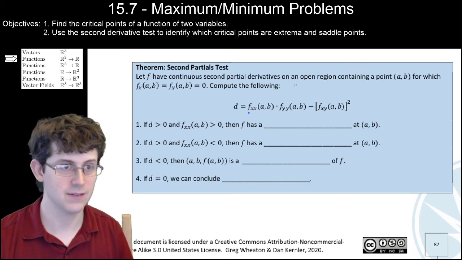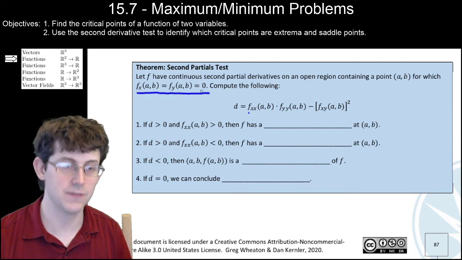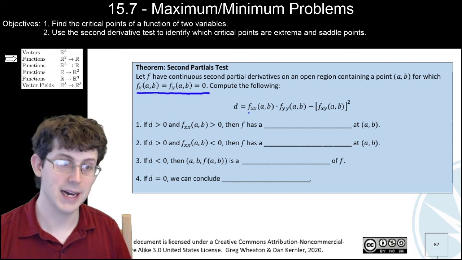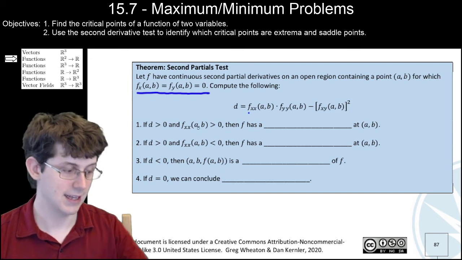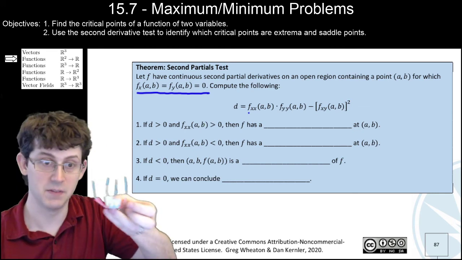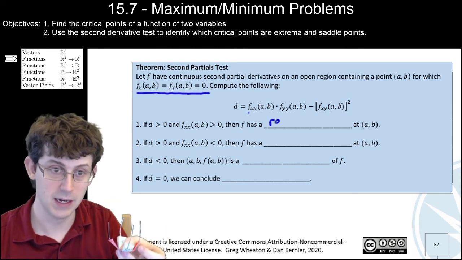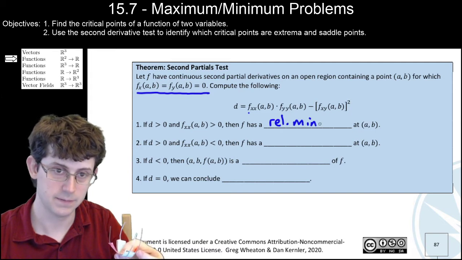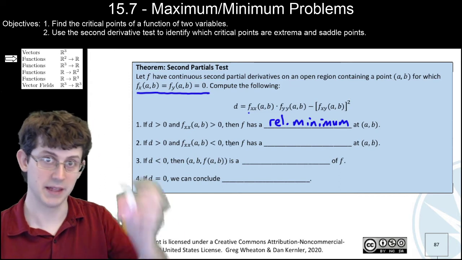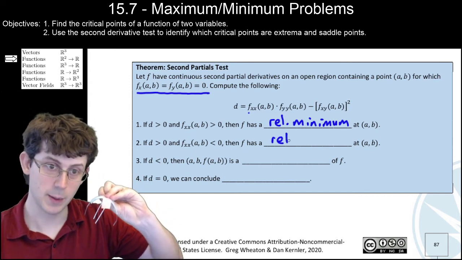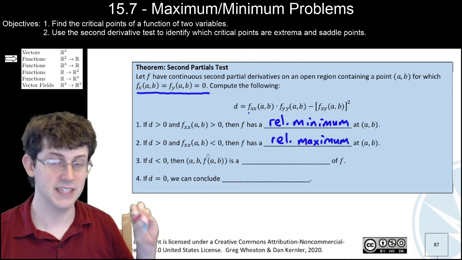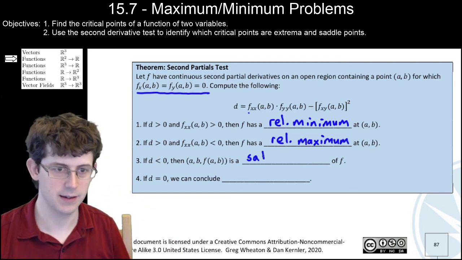So in total, to decide whether your critical point is a maximum or minimum, you find D. First you find a critical point, then you find D. If you have a positive D and fxx is positive, that puts you in this situation: you're at the bottom of a bowl, so this is a relative minimum. If you have a positive D but things are concave down, that's a relative maximum. If D is negative, it's a saddle point.